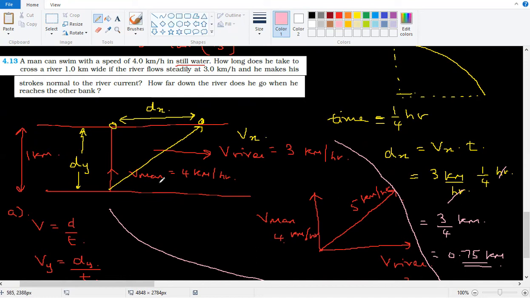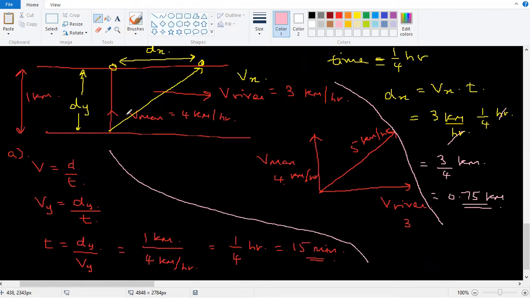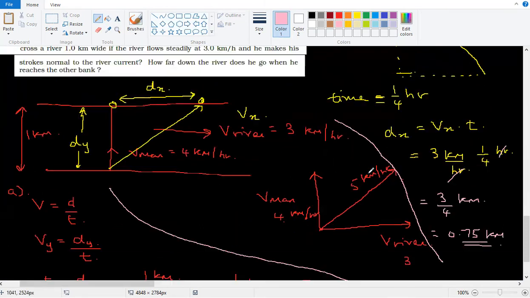Very interestingly, they didn't ask you to find the resultant here, but since I'm drawing the vector, I took it as this is 3 and this is 4, so this is 5, from 3 squared plus 4 squared square root. And if you really calculate, I'll show you something very interesting. This is 1 kilometer, this is 3/4 kilometers. If you calculate this distance and divide by this time 1/4, you will actually get 5 km per hour. So if you want, you can double check that.